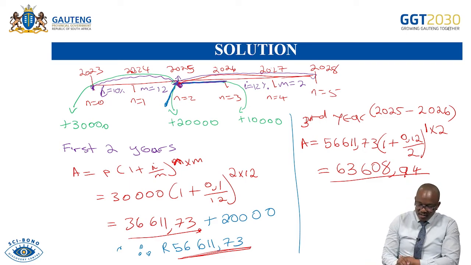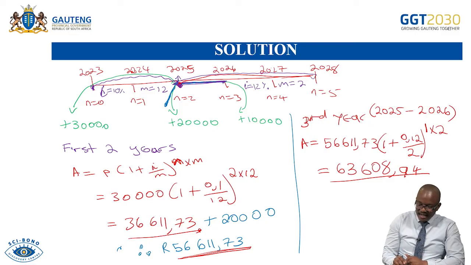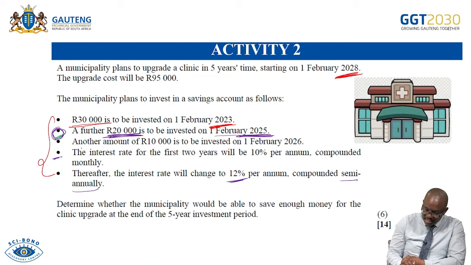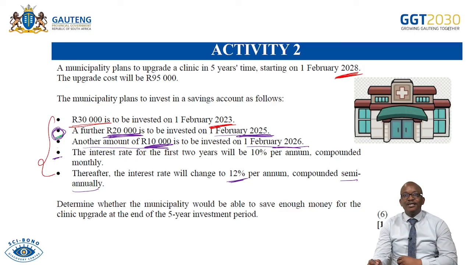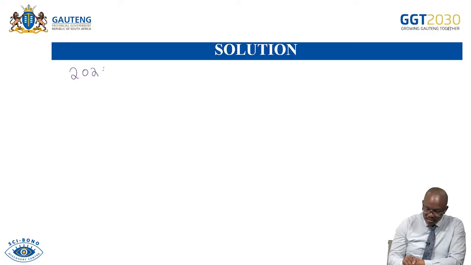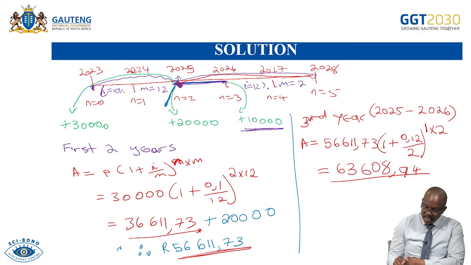Then now, from 2025 to 2026, we still have to calculate the interest during that year, because at the end of 2026, there is another 10,000 that will be added. From our scenario here, they're saying a further amount of 10,000 is to be invested on February 2026. So now it means in 2026, we are still going to add our money there. So remember, this amount will be in 2026. The amount there, we have 63,608.94. Then from there, we still have to add our 10,000. I hope it makes sense there.